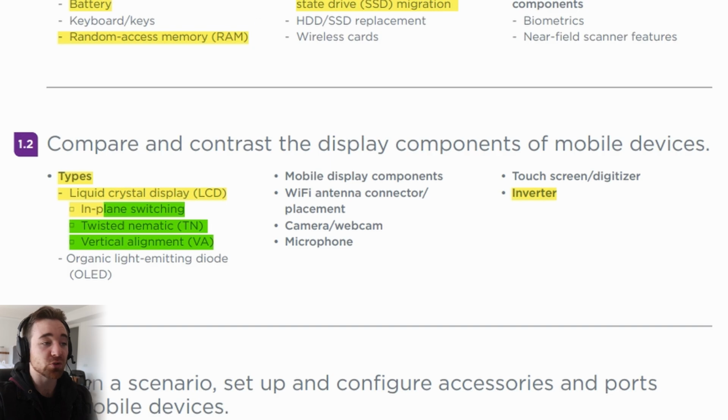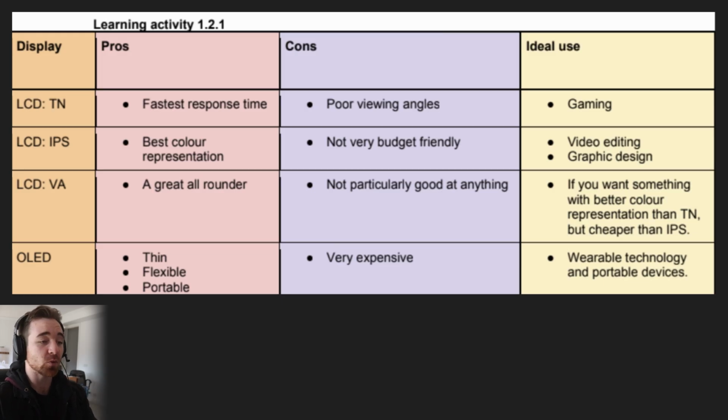That's from 1.2. And here's a nifty little table for you if you want to take a screenshot of this, maybe draw it out. I don't know if you're feeling artistic, but this is pretty much the basic information about what you're going to need to know about the different types of displays in relation to your exam. So with that being said, let's go ahead and move on to the second question for this quiz.